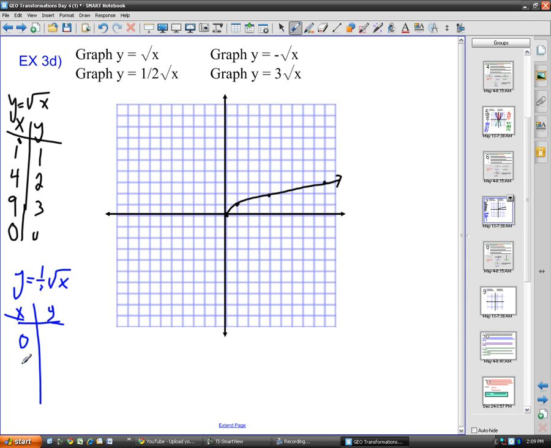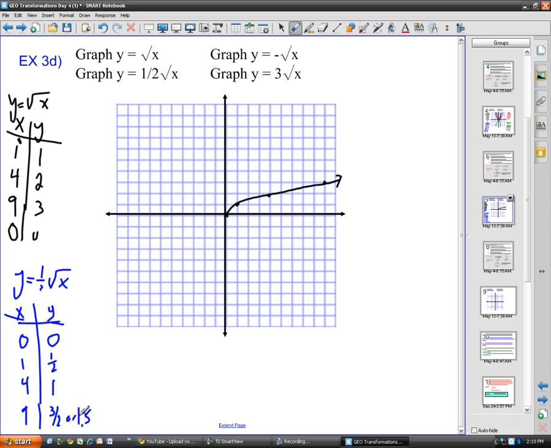When I plug those numbers in, the square root of 0 is 0, cut it in half, still 0. The square root of 1 is 1, half of that is a half. The square root of 4 is 2, I take that in half, I get 1. And the square root of 9 is 3, and half of that would be either 3 over 2 or 1.5. Now, I'm going to have to estimate approximately where some of these numbers are, like the half and the 1.5. So I'll put 0 in here.